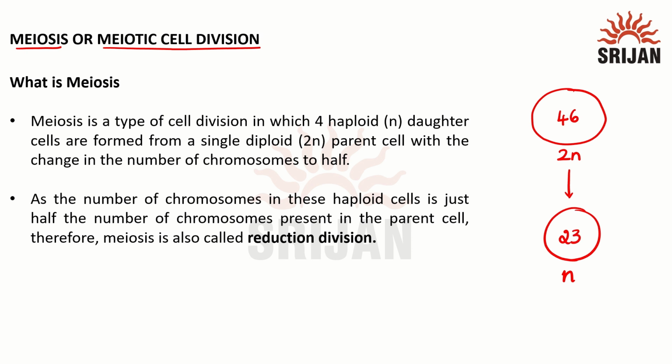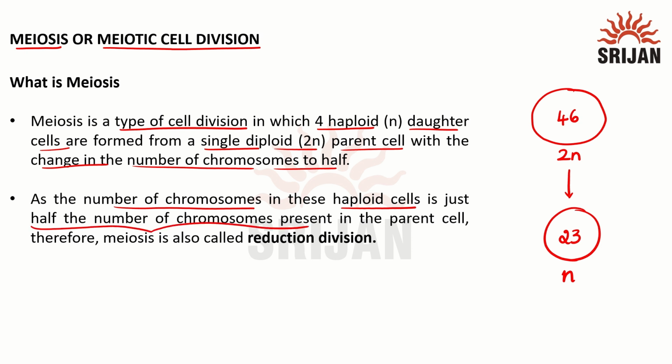that is 23. So, meiosis is a type of cell division in which 4 haploid daughter cells are formed from a single diploid parental cell. So, with this, we can tell that there is a change in the number of chromosomes, that is, half of it. As the number of chromosomes in these haploid cells is just half of the number of chromosomes present in the parental cell, it is known as reductional division.